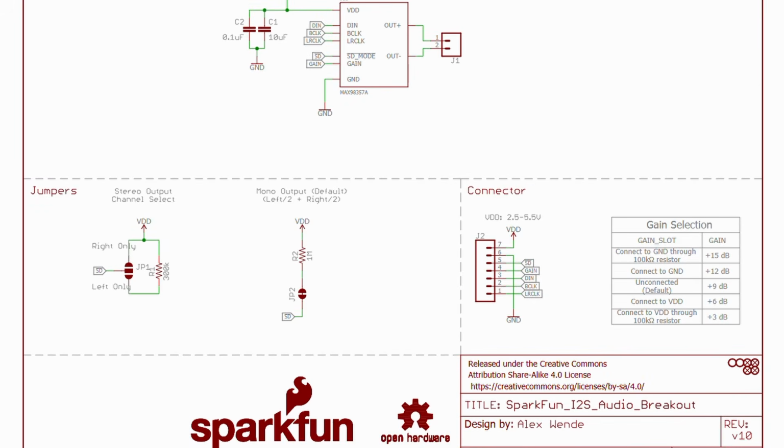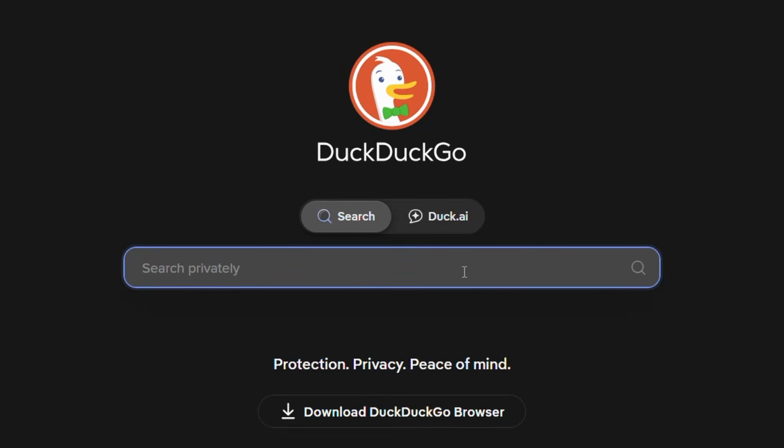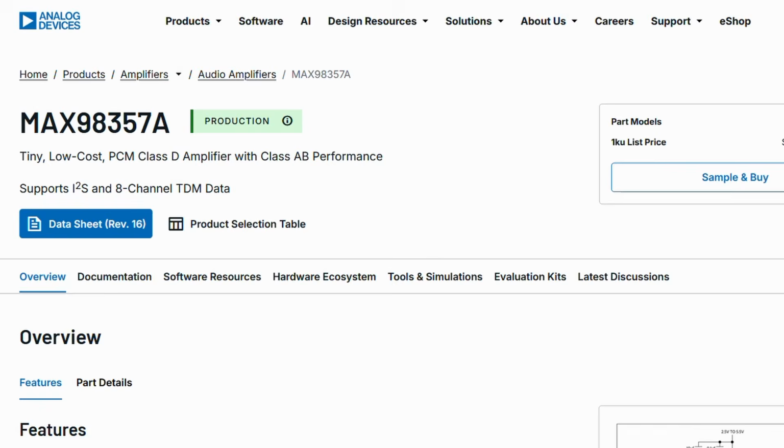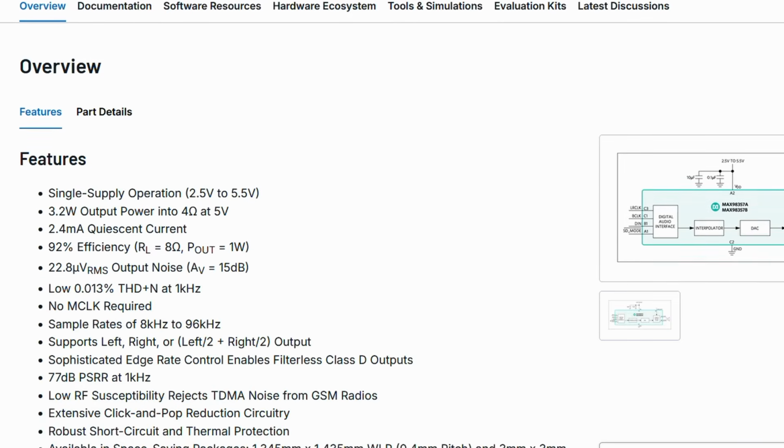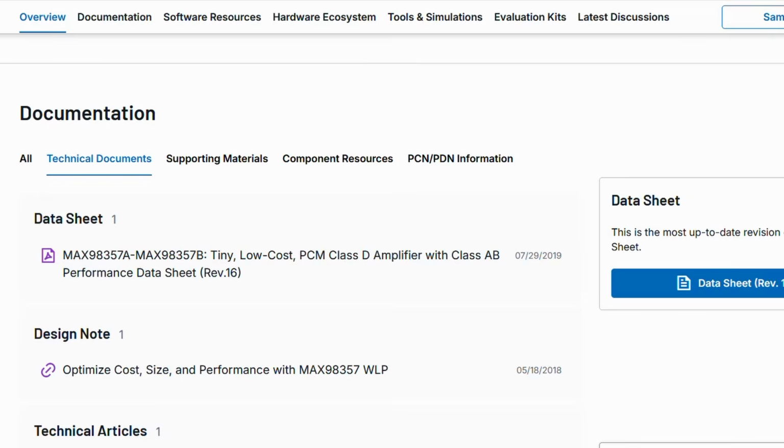So what's actually changing between these designs and why? To answer that, we need to understand what's happening inside this chip. Let's jump into the datasheet and we will come back to these schematics once everything makes more sense.